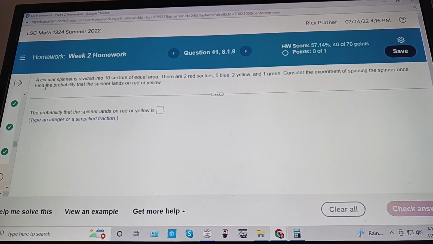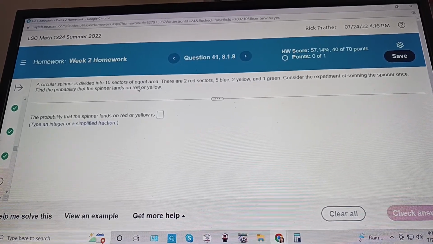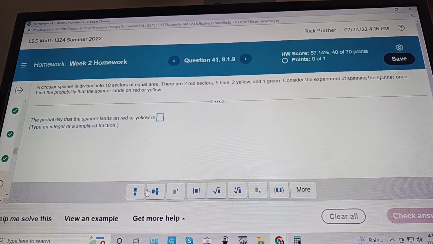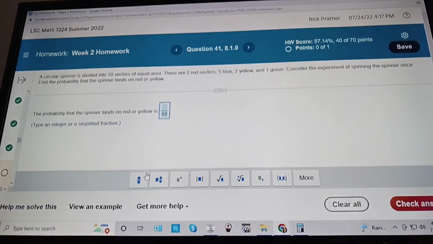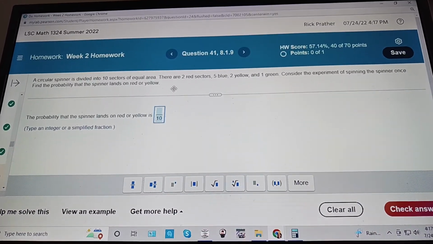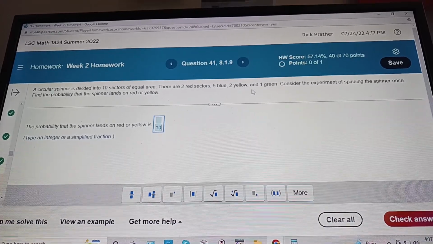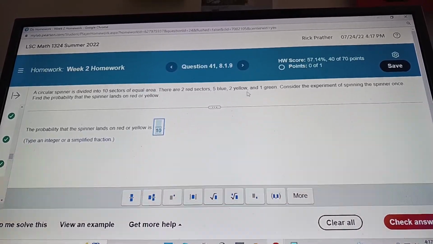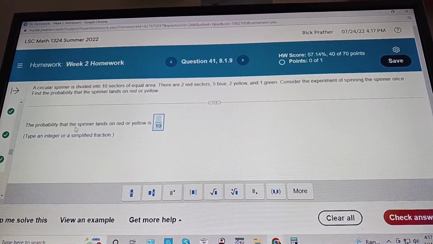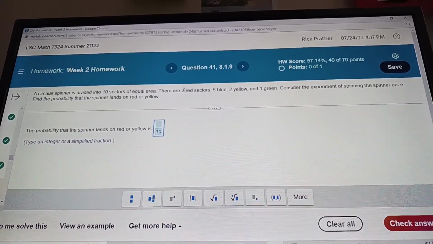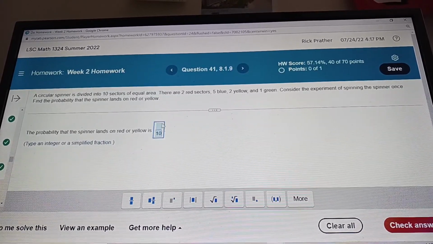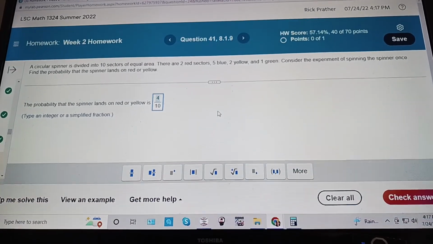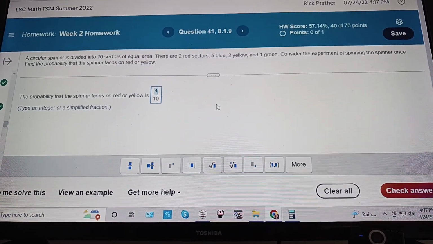A spinner is divided into 10 sectors of equal area. There's your total. The total's 10. That's going in the bottom. There's 2 reds, 5 blues, 2 yellows, and 1 green. That adds up to 10. We want the probability that you get a red or a yellow. There's 2 reds. There's 2 yellows. So there's 4 good things that can happen to me out of 10 total.